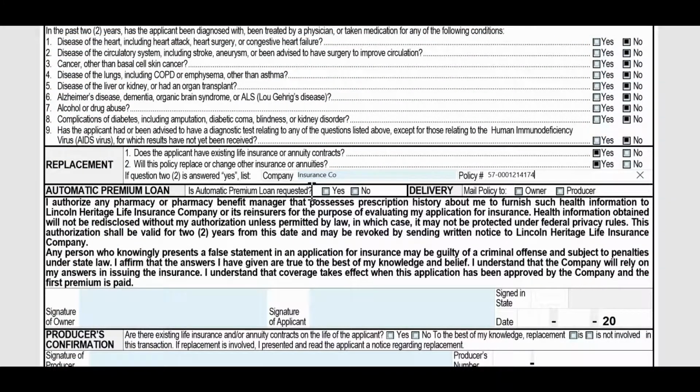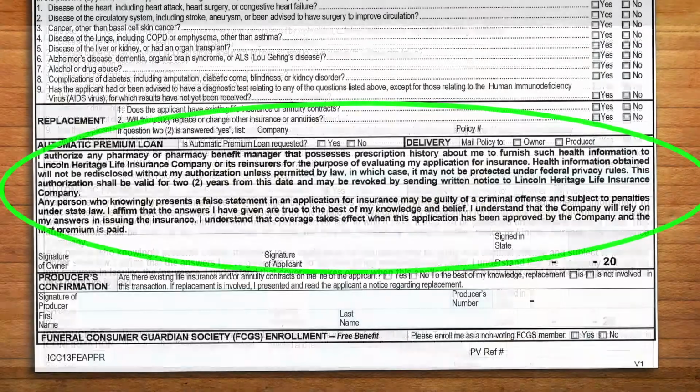Then we answer the questions of the automatic loans for the payment of the premium and the form of delivery preferred by the client for their policy, whether they would like it mailed directly to their residence or delivered to them by the agent. We recommend the second option because it provides the possibility for the producer to reaffirm the sale, help the client with the filling of the form of the Funeral Consumer Guardian Society, and fundamentally, it can be an excellent opportunity to get referrals.